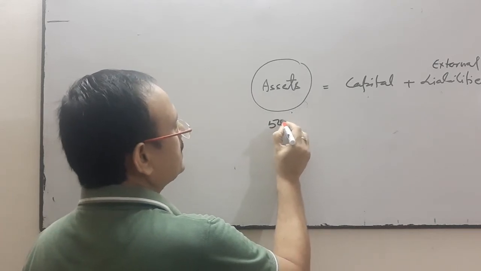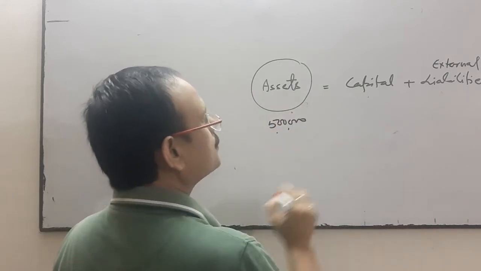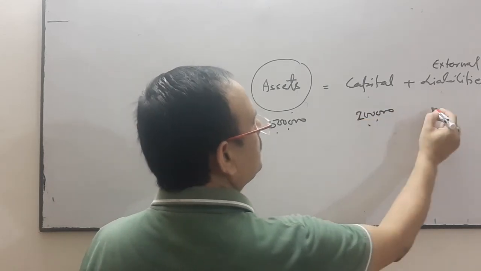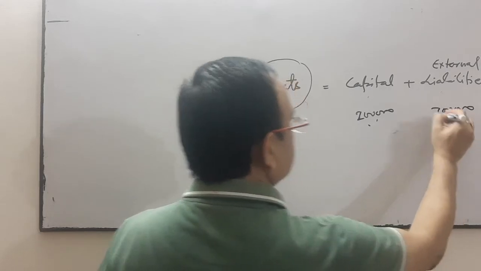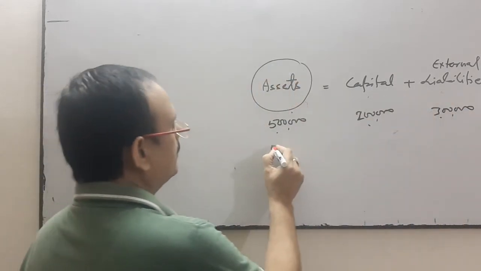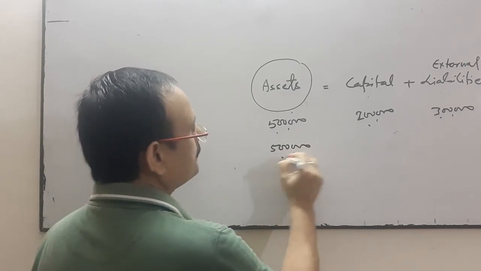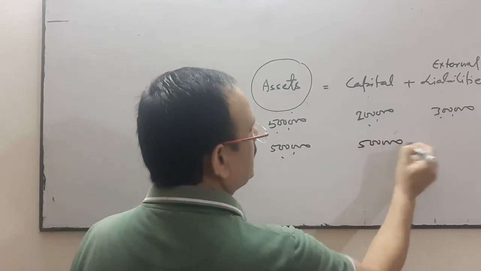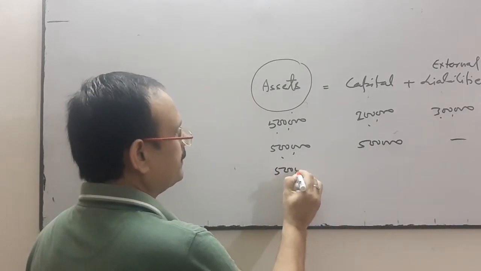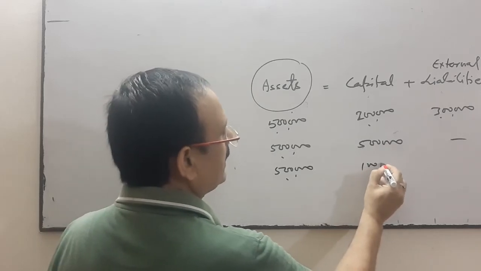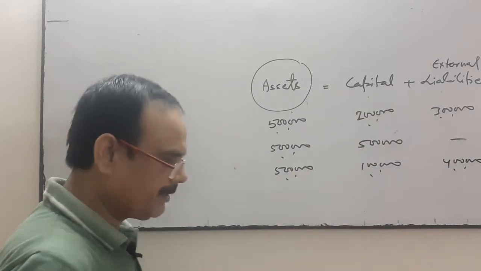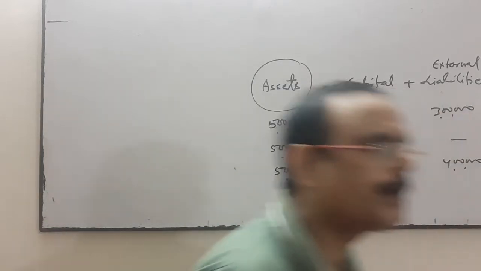If the assets total is 5 lakhs, this may be capital of 2 lakhs and external liability of 3 lakhs. This may be the equation. Or maybe 5 lakhs is the assets, 5 lakhs is the capital, and there is no external liability. Maybe 5 lakhs is the assets, 1 lakh is the capital, and 4 lakhs is the external liability. It may be like this. Whatever it may be, both sides must be equal.